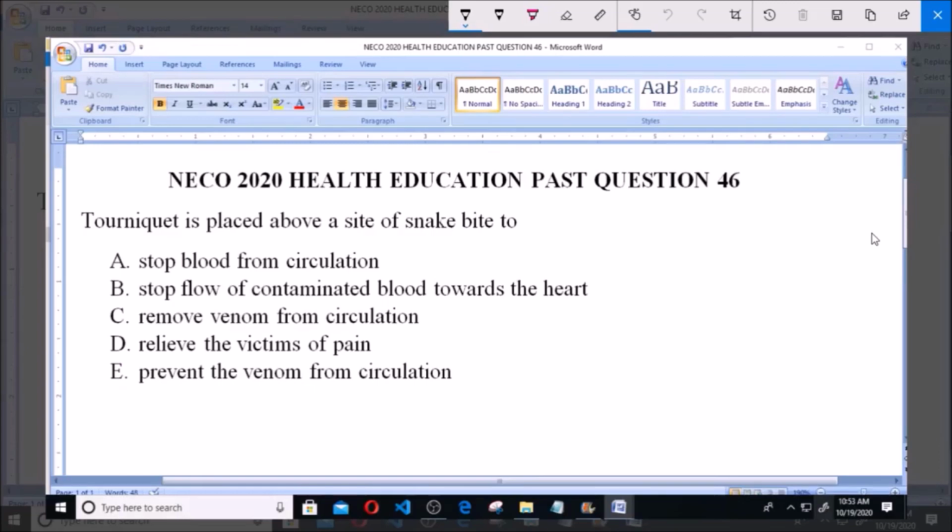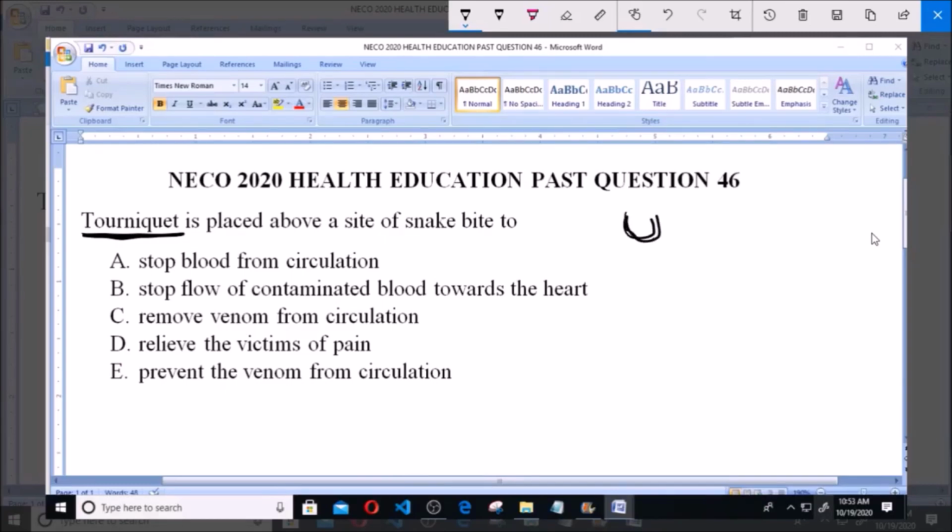Now, a tourniquet is what we locally use, like the clothes we use to tie a place above a site of snake bite. That's what is referred to as a tourniquet. Normally, a tourniquet is an instrument used in the hospitals. It is usually placed above a site of snake bite. Like we know, the heart is the pumping machine of the body.